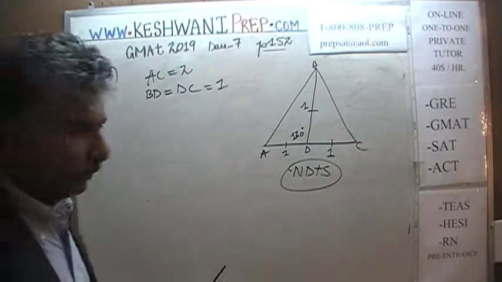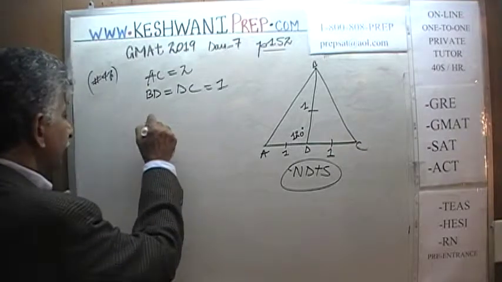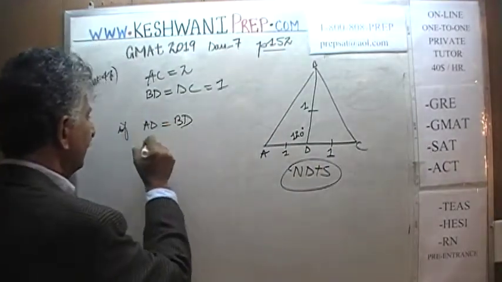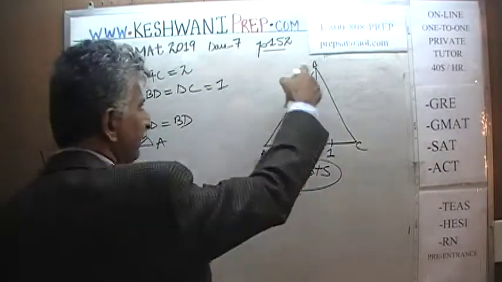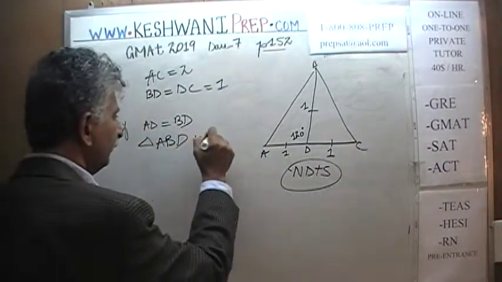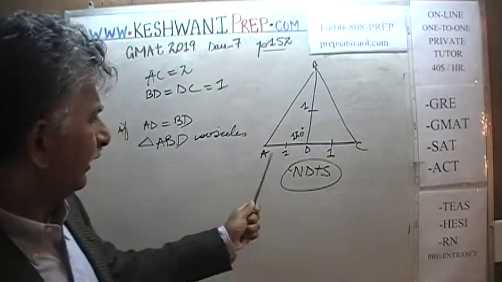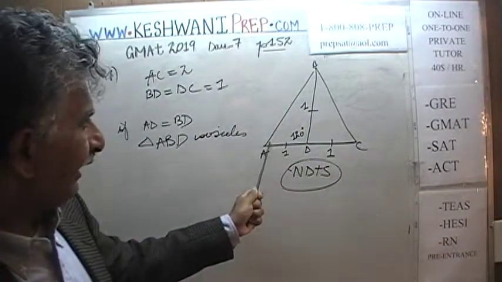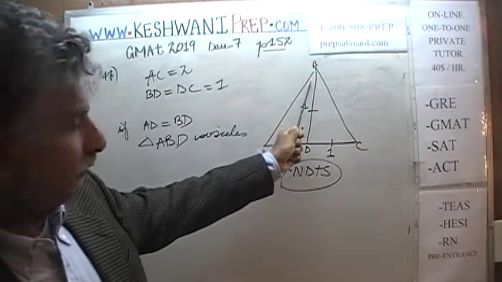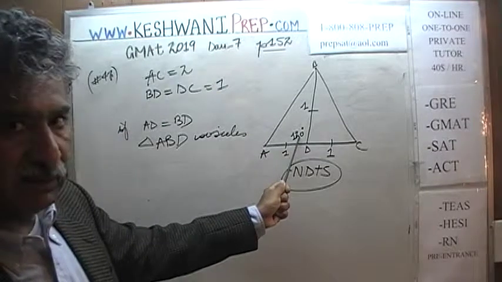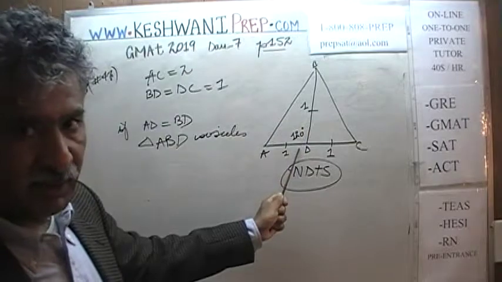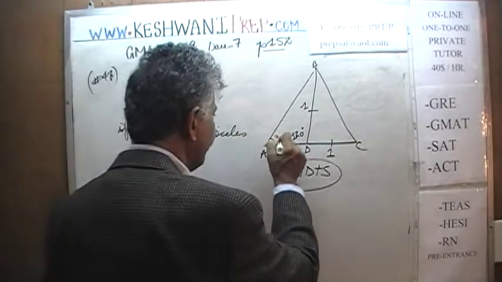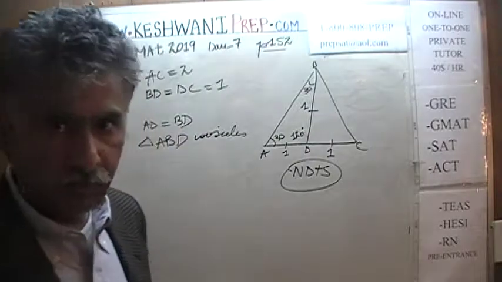Alright, let's begin then. If A to D is equal to B to D, then triangle ABD is isosceles. If it's isosceles, that means angle A must equal angle B. That's what isosceles triangle means. Since this angle is 120, we only have 60 left over because the sum of the three angles has to be 180. Since there is only 60 left over and angle B is equal to angle A because ABD is isosceles, each one of these must be 30. So far so good? Let's carry on.